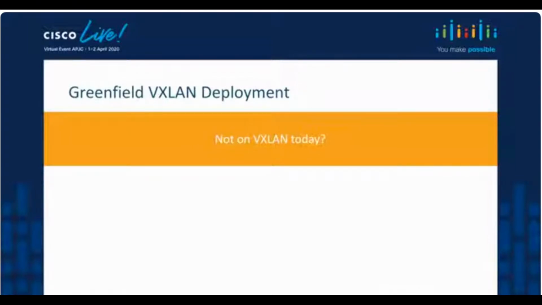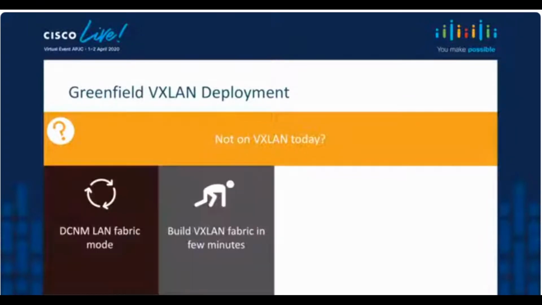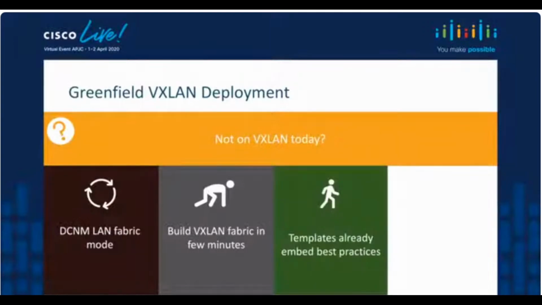Now before we look at the steps, let's see when you would be using this option. So if you're not on VXLAN today and you do not want to use CLIs and go to config guides and worry what are the best practices and how should you really be going about this, DCNM LAN fabric mode is for you, where you use this mode and build your VXLAN fabric in just a few minutes.